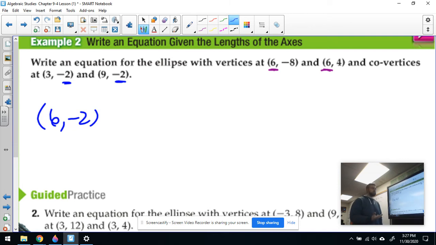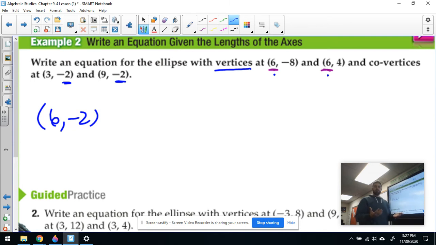It's the two things that remain the same. In our two vertices, x is the same. In our two co-vertices, y is the same. Okay? So we now know what h and k are, and we can also use that to find the length of a and the length of b. If we look at our vertices, since x remains the same and y changes, we know this one is going to be vertical. Now you might be asking, how do I know that for sure?